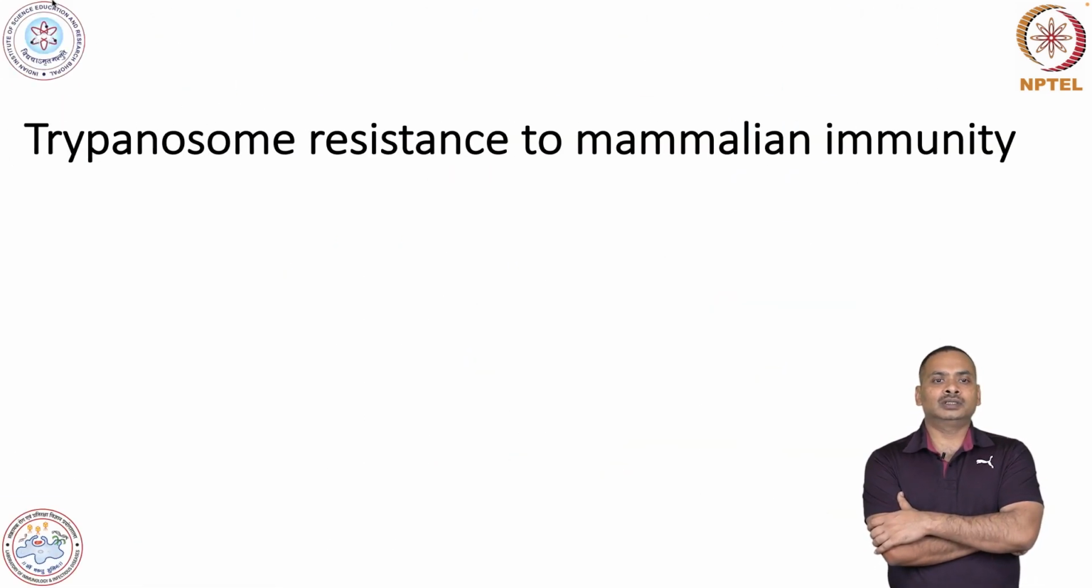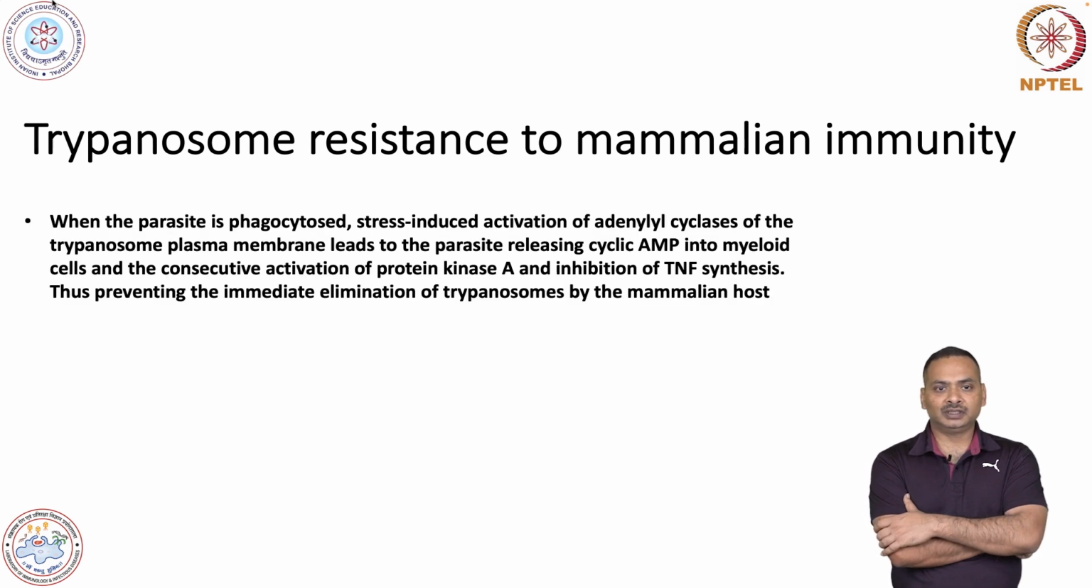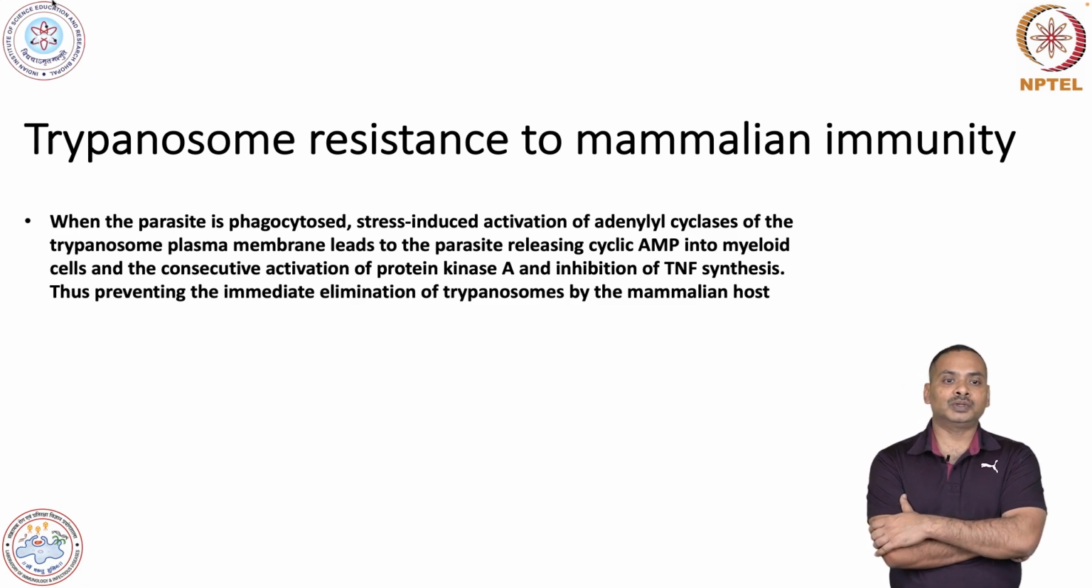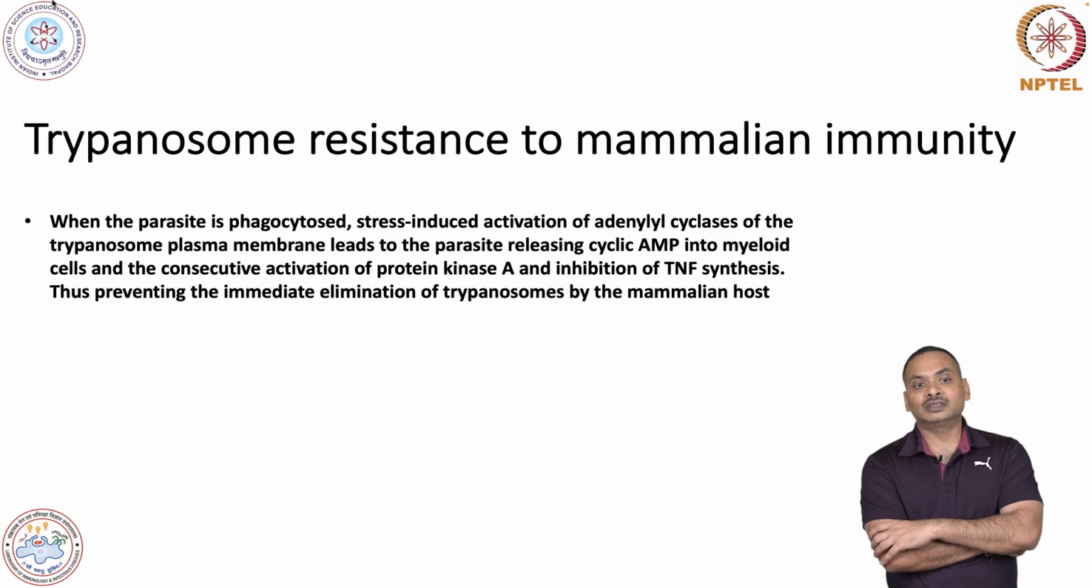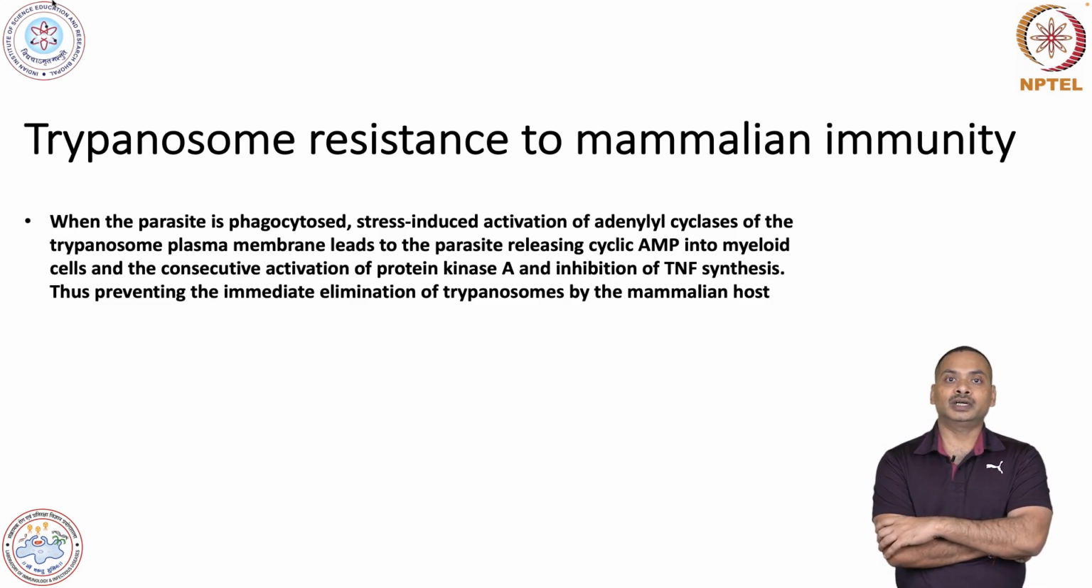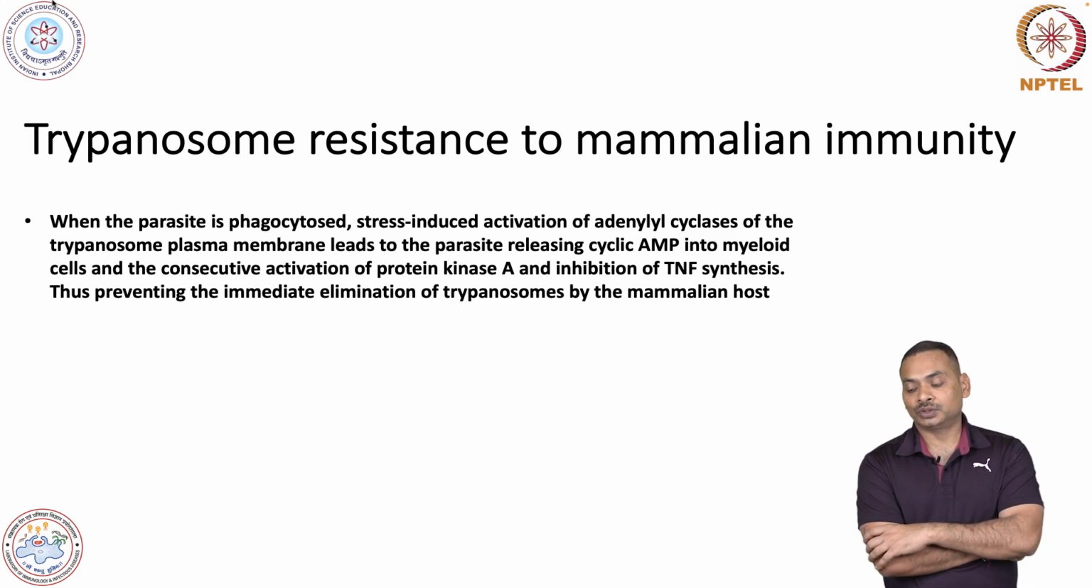So, Trypanosoma resistance to the mammalian immunity. When the parasite is phagocytosed, the stress-induced activation of adenylyl cyclase of the Trypanosoma plasma membrane leads to the parasite releasing cyclic AMP into the myeloid cell, and consecutive activation of protein kinase A, and inhibition of TNF synthesis, thus preventing the immediate elimination of Trypanosoma by the mammalian host.